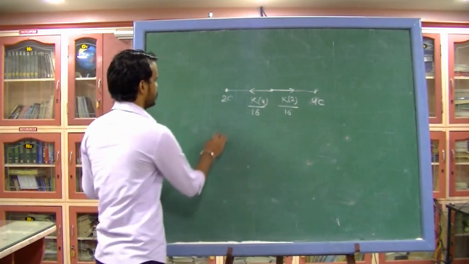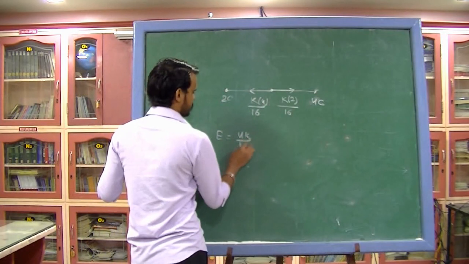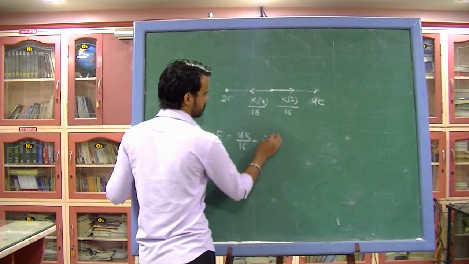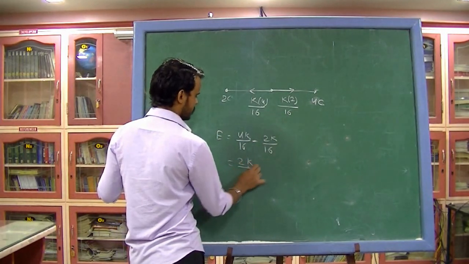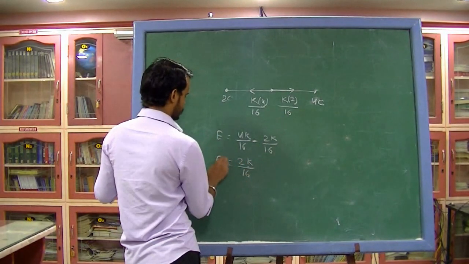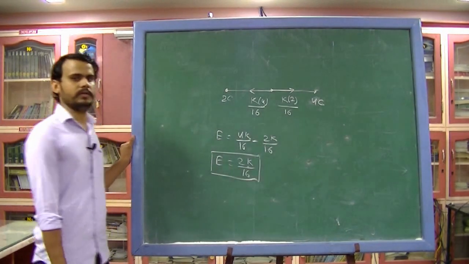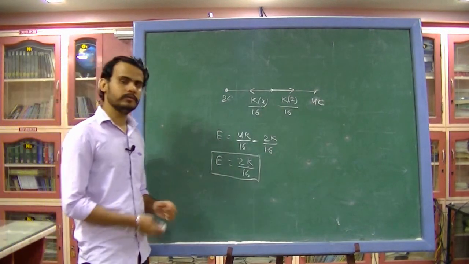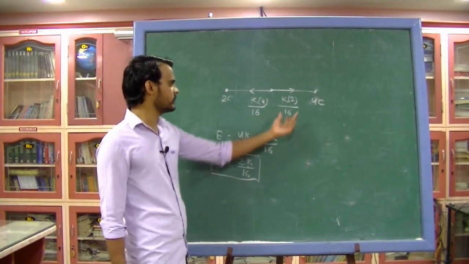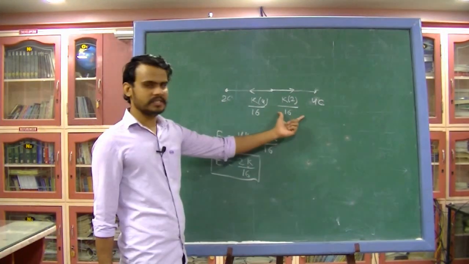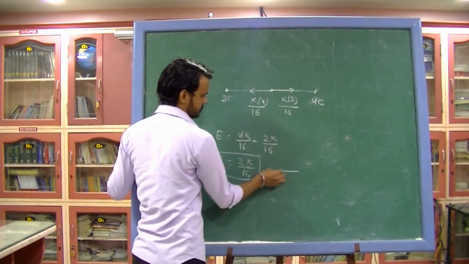So, net electric field intensity will be 4k by 16 minus 2k by 16. So, this will be equals to 2k by 16. This is the answer. Here you can put the value of k as 9 into 10 to power 9. Direction of this electric field, as this electric field is more in the magnitude and this is less in the magnitude, so net direction of electric field intensity will be along this direction.